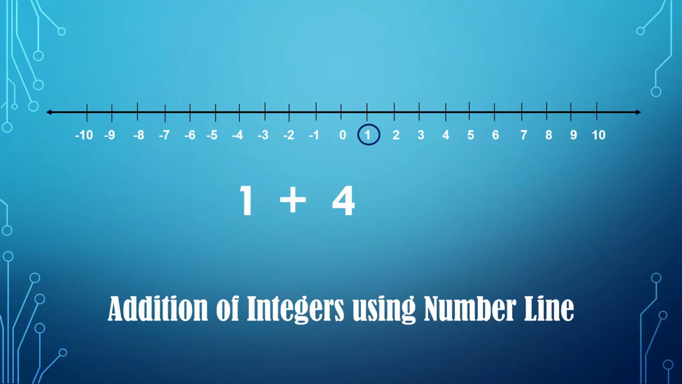So we count 1, 2, 3, and 4. At what point on the number line does it stop? Good job! It stops at point 5. Therefore, positive 1 plus positive 4 equals positive 5.